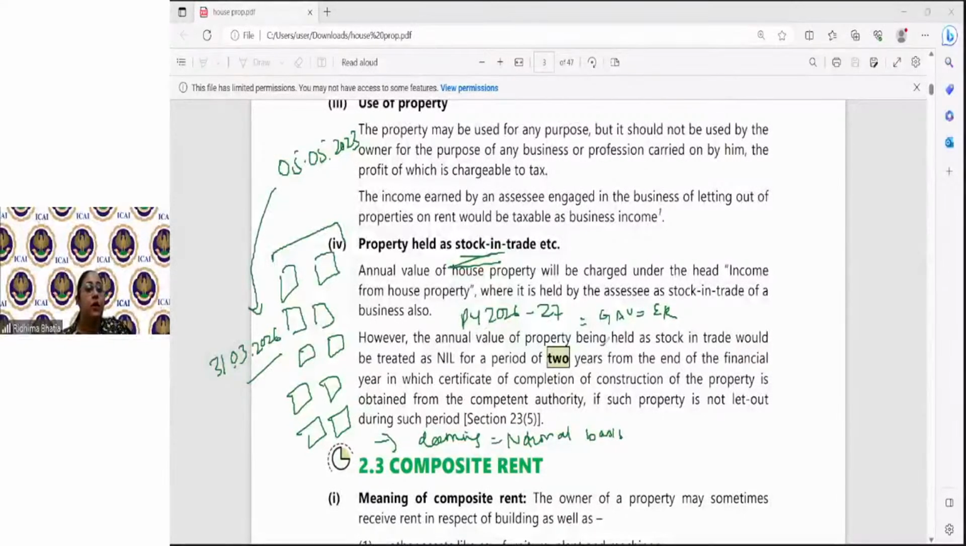So, however, the annual value of property being held as stock in trade would be treated as nil for the period of 2 years from the end of the financial year in which the certificate of completion of property is obtained, if such property is not let out during the period. If it is not sold or neither it is let out, it is just there as stock in trade. Once this 2 years period ends, you will show from the third year these properties ka GAV as your expected rent.